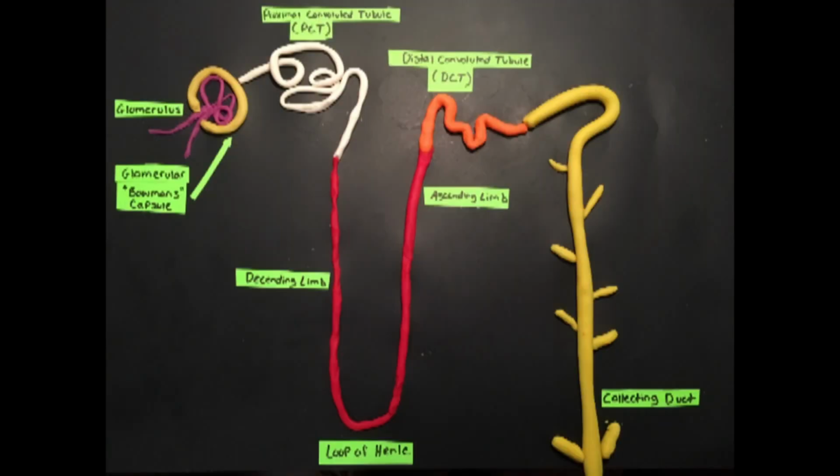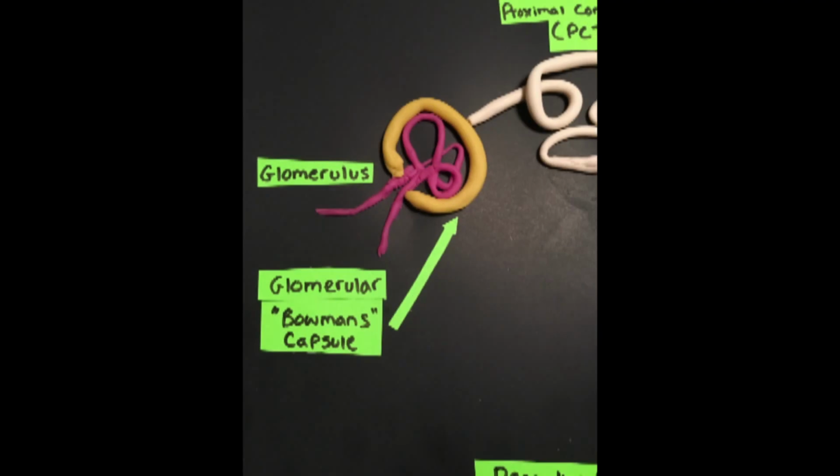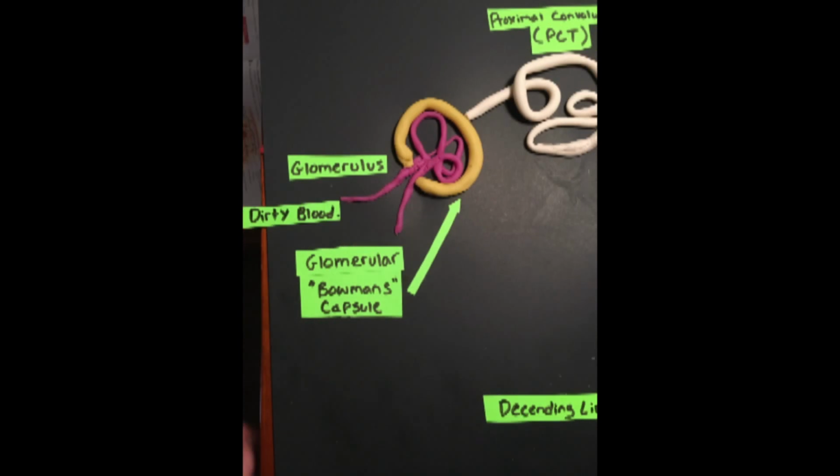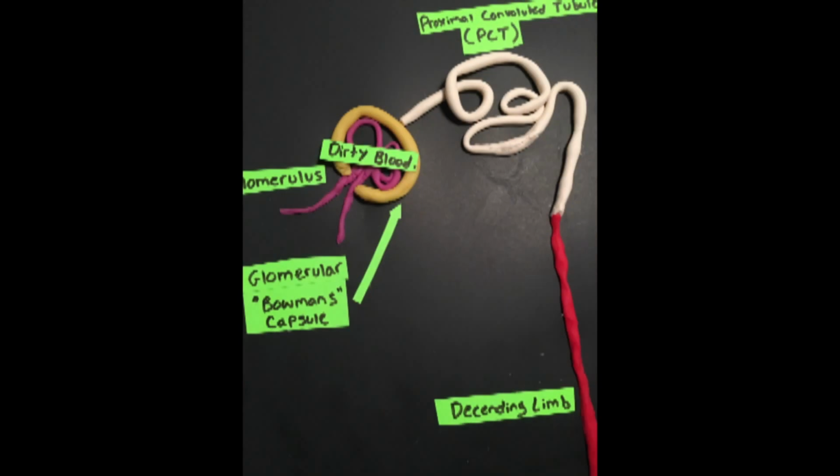The first step in this process is filtration, where dirty blood is forced through the walls of the glomerulus and into Bowman's capsule. This is due to hydrostatic and osmotic forces, aka Starling forces.